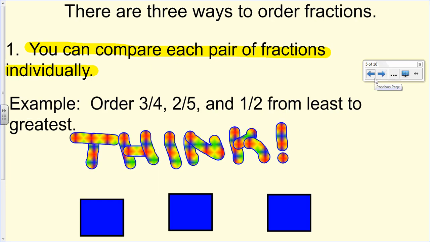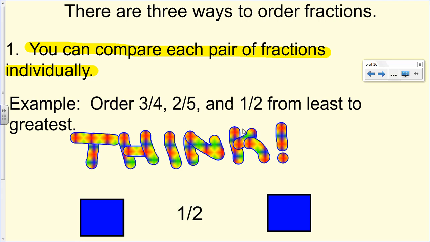There are 3 ways to order fractions. The first way is you can compare each pair of fractions individually. So if you're asked to order 3/4, 2/5, and 1/2 from least to greatest, you can think, use your brain. Almost everyone knows that 1/2 is right in the middle.